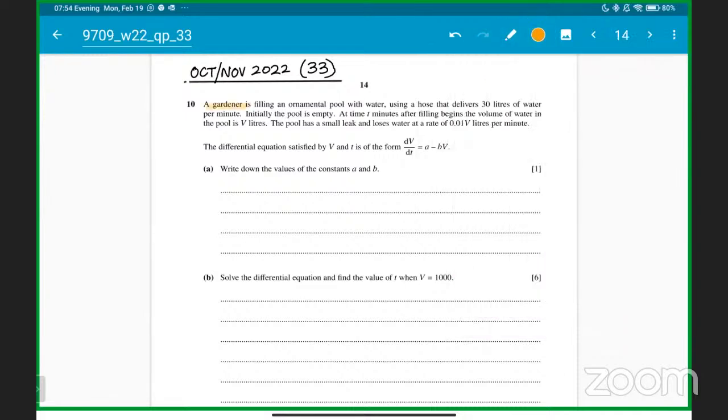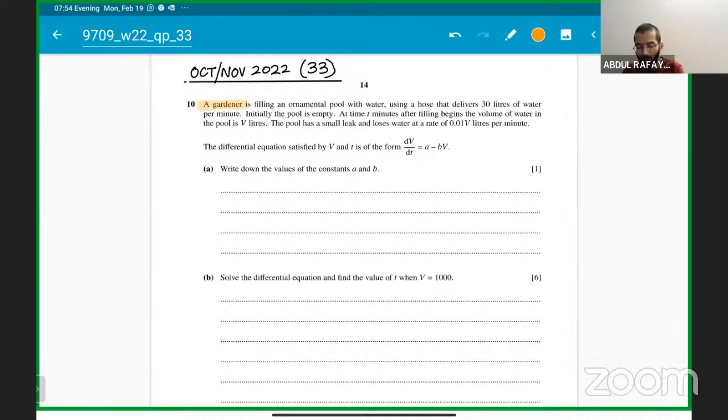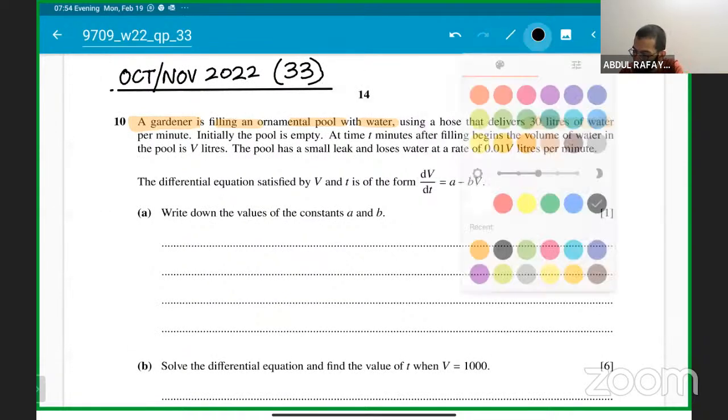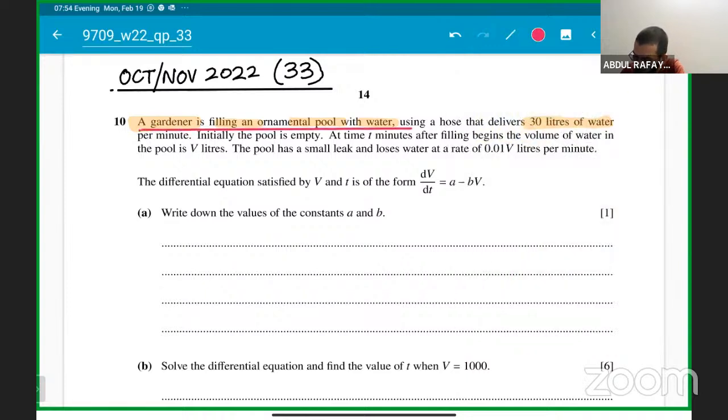Then we have question number 10, again a word problem type of question. A gardener is filling an ornamental pool with water using a hose that delivers 30 liters of water per minute. So 30 liters of water per minute from the hose.